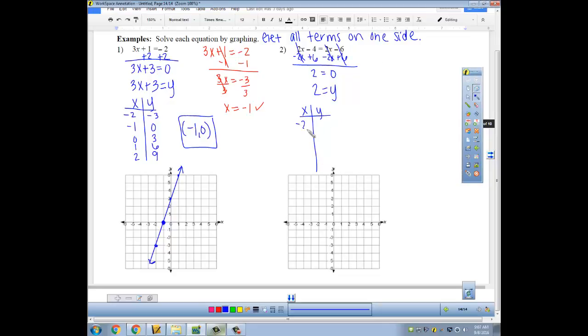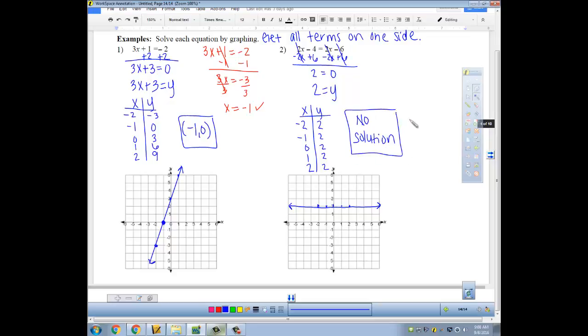So I'm going to plug in negative 2, negative 1, 0, 1, and 2. But I don't have any x's to plug in. It says y equals 2, which means no matter what x is, y is 2. So when I graph this, it's going to look like this. So then we need to look, where does it hit the x-axis? It doesn't, which means it is no solution.